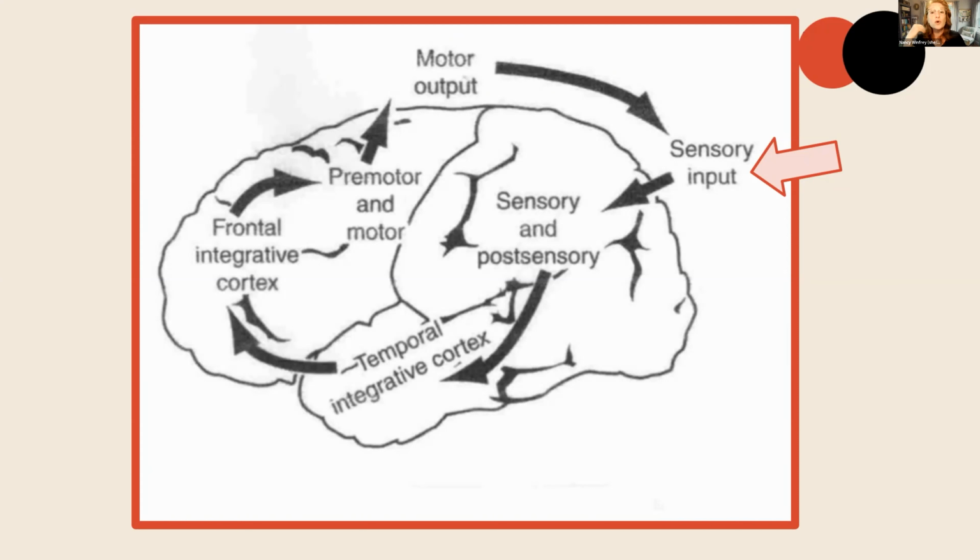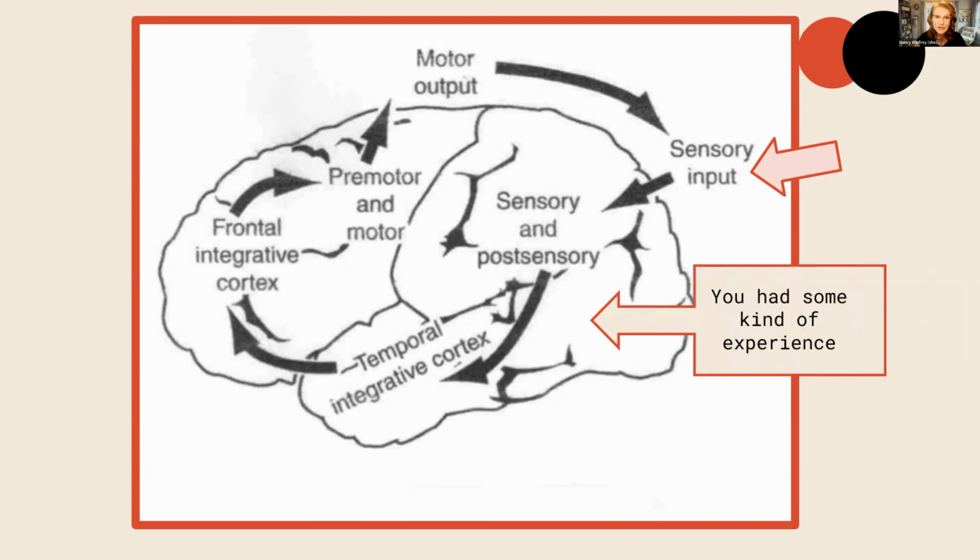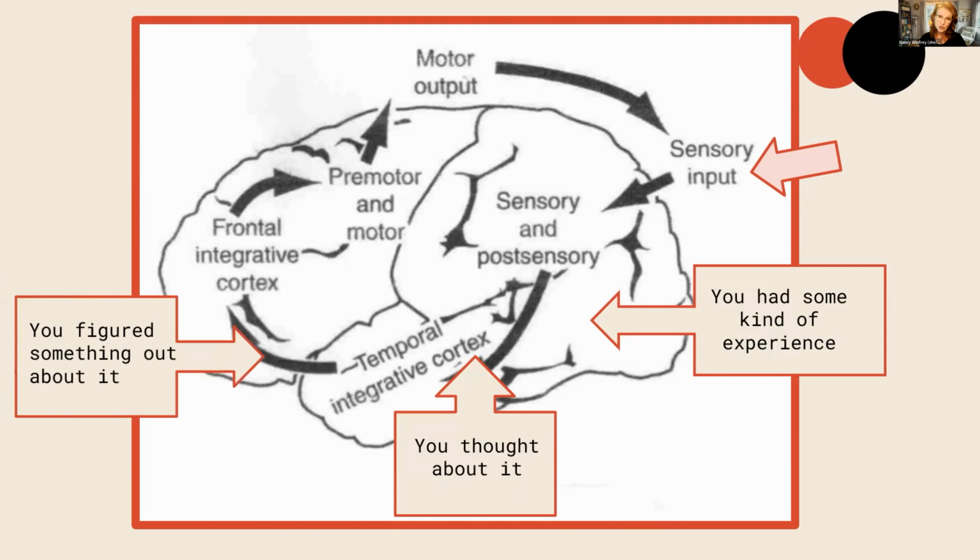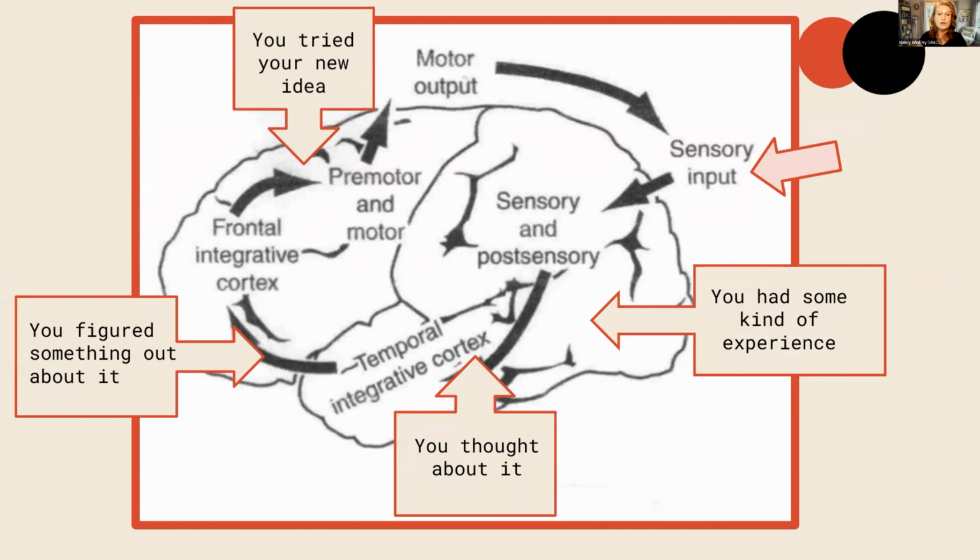So if we want to work with the brain, and from this perspective of teaching and learning, we might simply label the process something like this. So sensing is, you just had some kind of experience. And the temporal integrative cortex is the place where you're thinking about it, you're reflecting on it, you're having conversations about it. The frontal integrative cortex is where you figured it out. You come up with a hypothesis, you contextualize, you have some way to work with the concept, and then you in fact do that work. You try out your new idea, you take action, and you've created a new input.